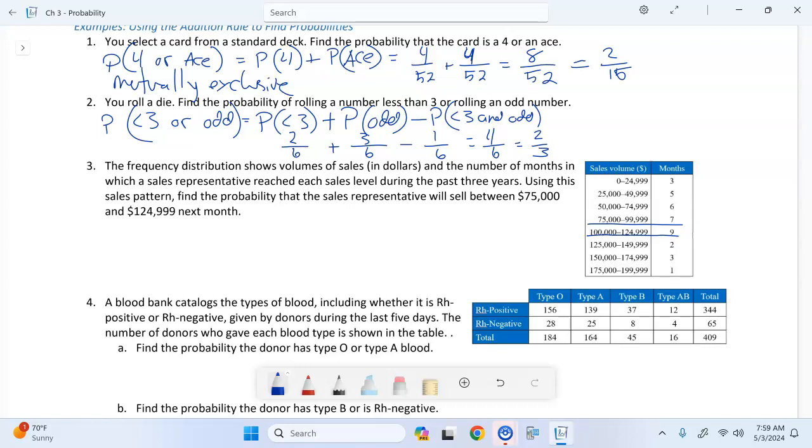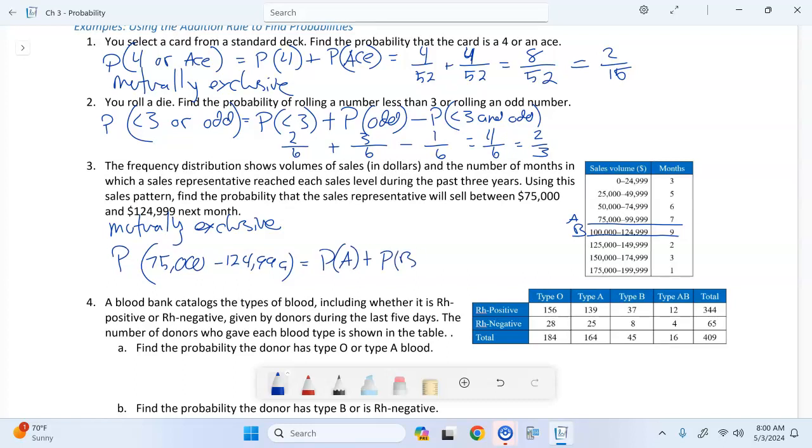No, there's no overlap in those events, so we have mutually exclusive events. If we want the probability of getting between 75,000 and 124,999, we need to add. I'm going to call those events A and B. We're going to add the probability of event A to the probability of event B. Since there's no overlap, we don't need to subtract the probability of A and B because it's not going to happen.